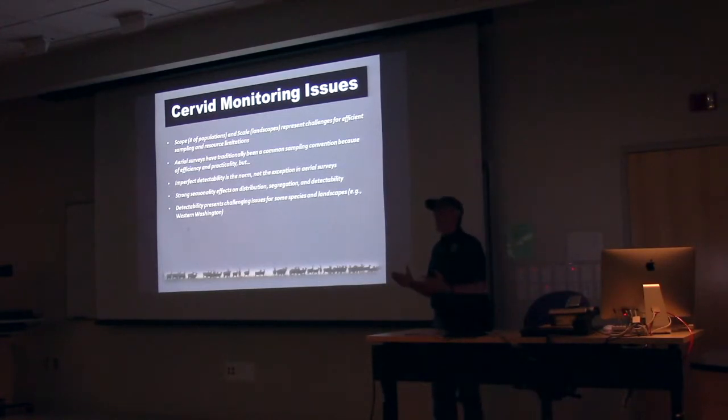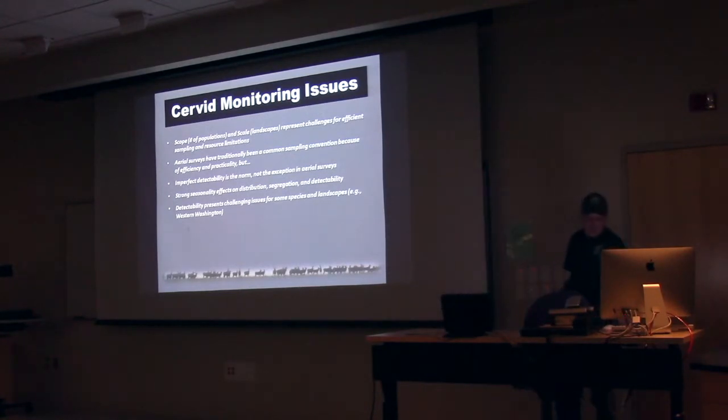Detectability is particularly problematic in some places and for some animals. You can imagine out here, it's not as big a deal as it is in some place like Western Washington, where you've got lots of dense forested areas. And some species, for example, black-tailed deer that live on the west side, are very, very difficult to deal with in terms of a sampling scheme and getting at any kind of demographic estimates.